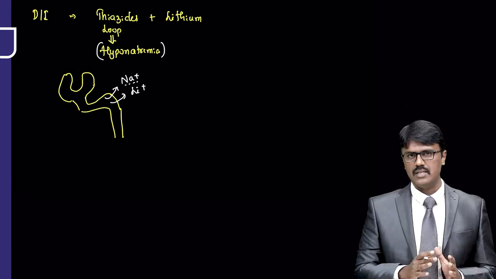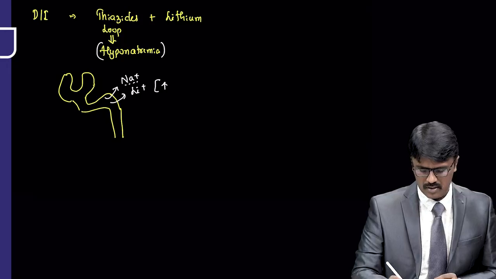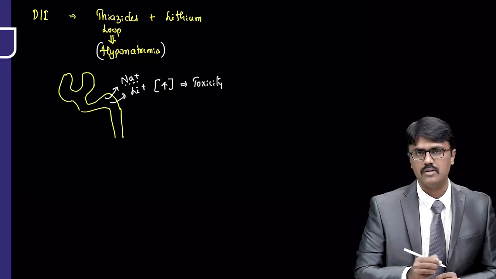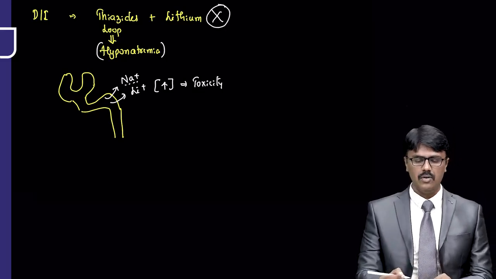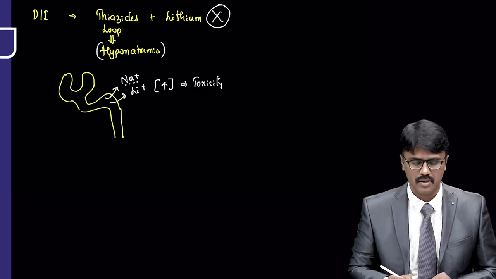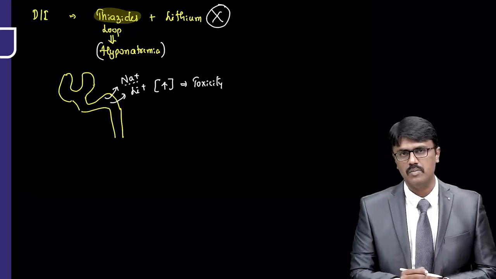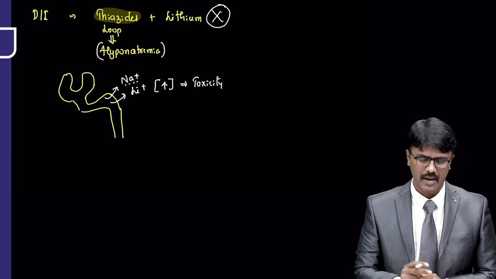And you know that lithium has a narrow therapeutic index, and when the lithium is absorbed, it will increase the level of lithium and that will lead to toxicity. So the patient will have lithium toxicity. So this combination is contraindicated. So thiazide and loop can increase the lithium toxicity. And which can increase it more? Thiazides will do that more compared to loop diuretics. That is one drug interaction you need to keep in mind.